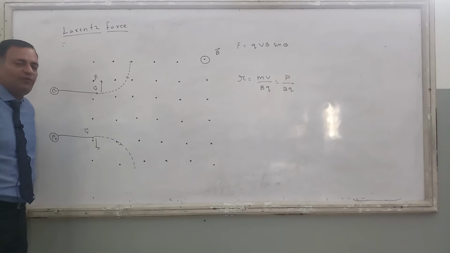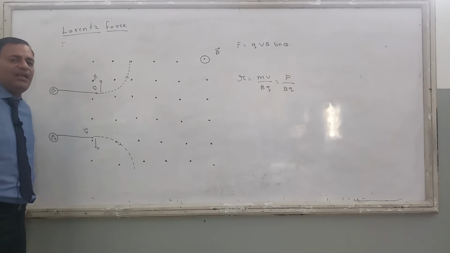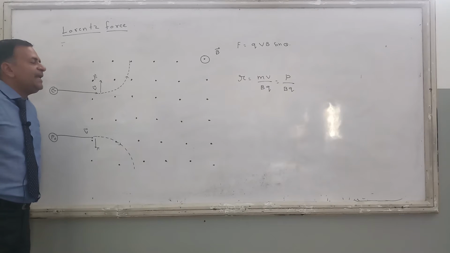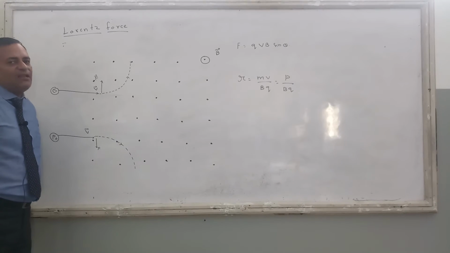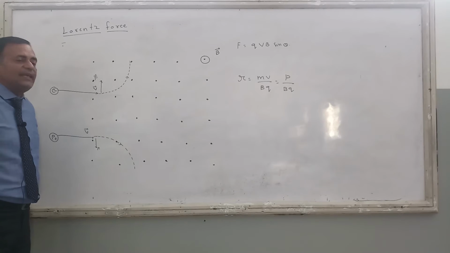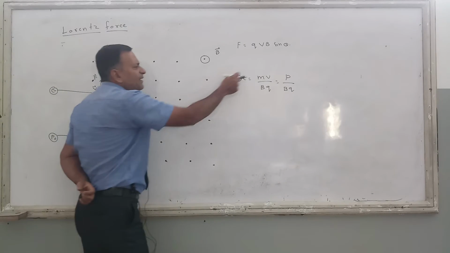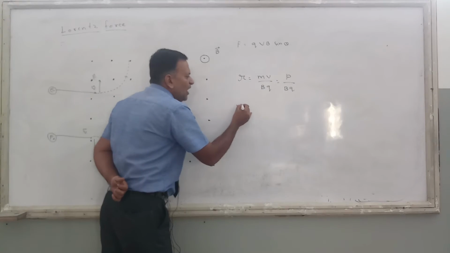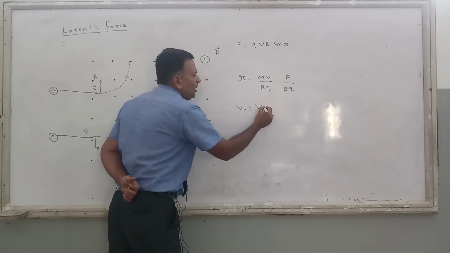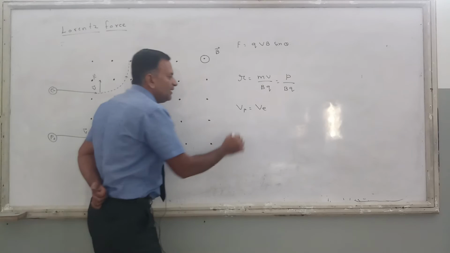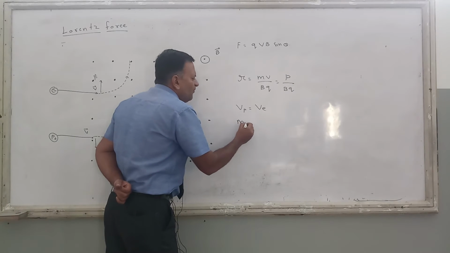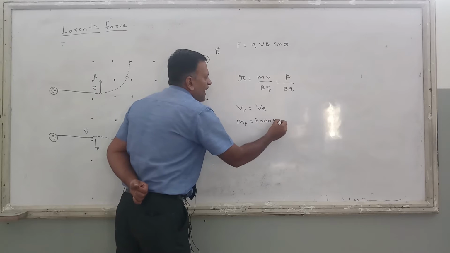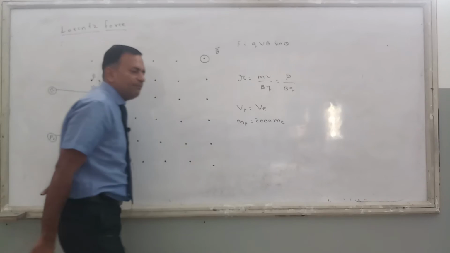They are not moving inside the magnetic field with equal momenta, but they are moving with equal velocities. So how to solve this? R is equal to mv by bq. Now see, velocity of proton is equal to velocity of electron. Mass of proton is actually 2000 times the mass of electron.